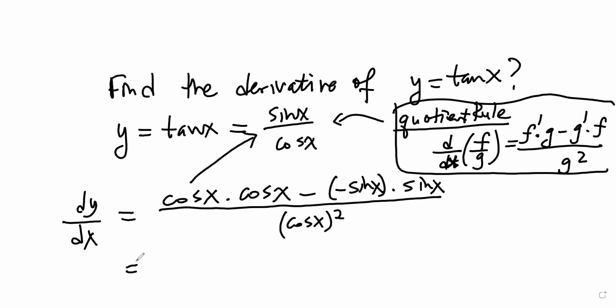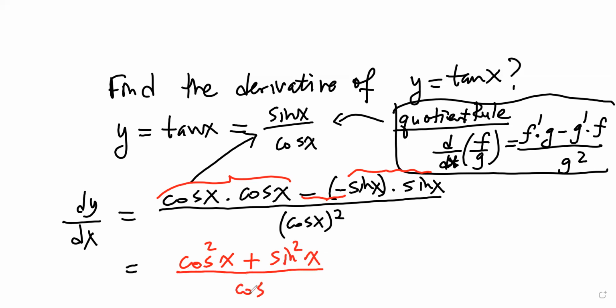Now, when I multiply these two, that's just going to be cosine squared x. And when I multiply these two, that's just going to be negative sine squared x. But you have another negative here, so that will turn into a positive, and that is divided by cosine squared x. But this is another identity. This is a unit circle identity which equals 1.